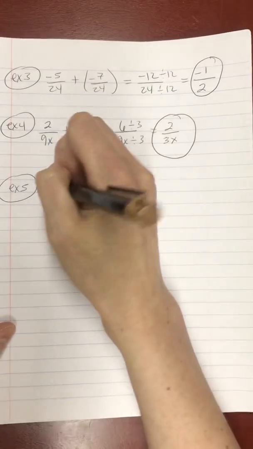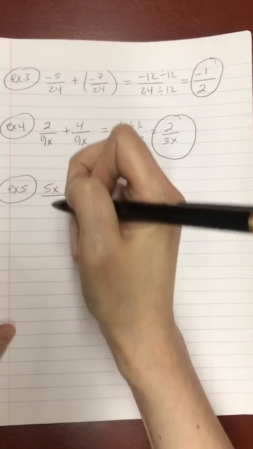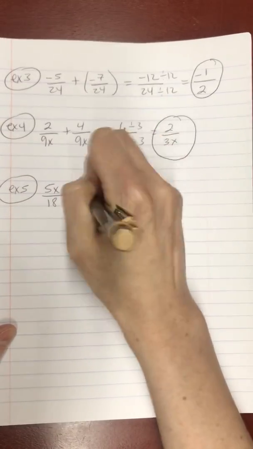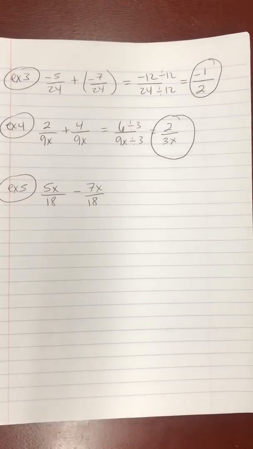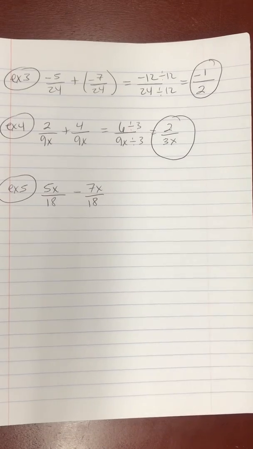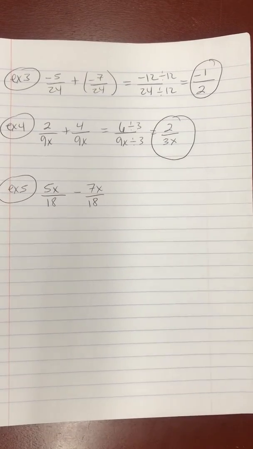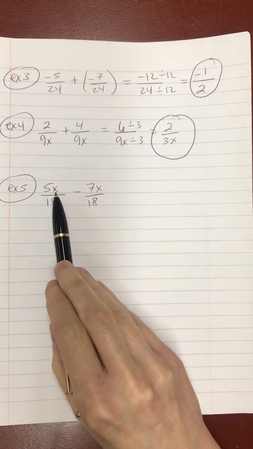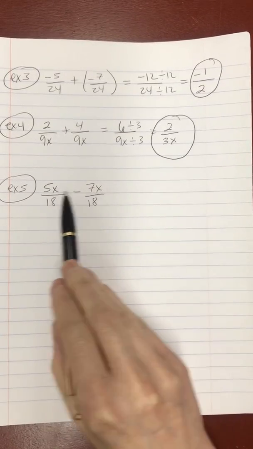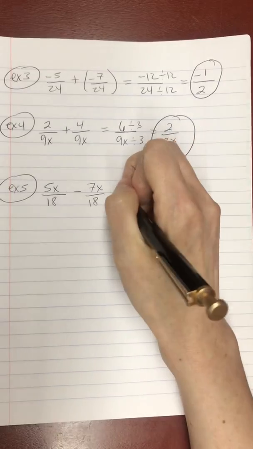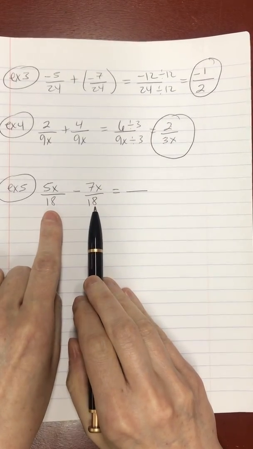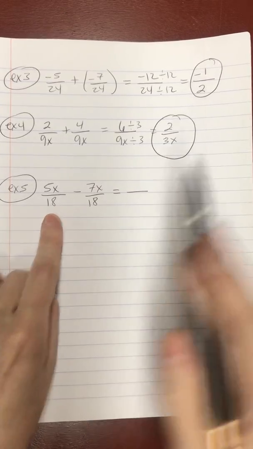All right, example 5. Here we go. 5x over 18 minus 7x over 18. So this one looks kind of similar to the last example, but it's quite different. In the last example, we had a variable in the denominator, right? This time, our variable, our letter, is in the numerator. So it's going to give us a little different result. But notice, again, I'm giving you like fractions. These denominators are still the same.